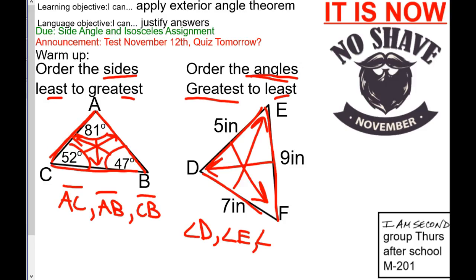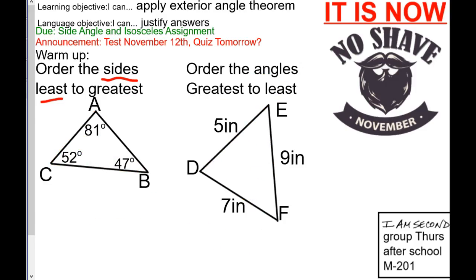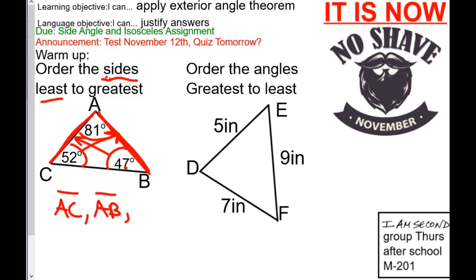Okay, we're putting these in order from least to greatest. The smallest angle is across from the smallest side, AC. The middle angle is across from the middle side, AB. And the biggest angle is across from the biggest side, CB.